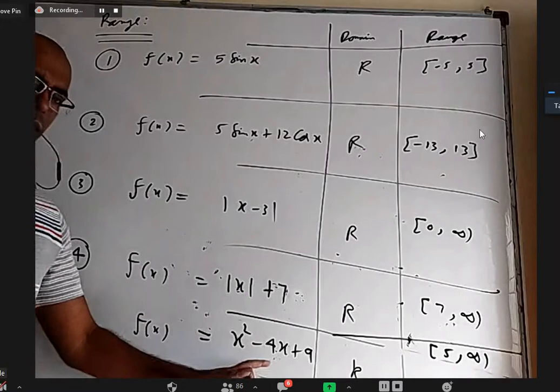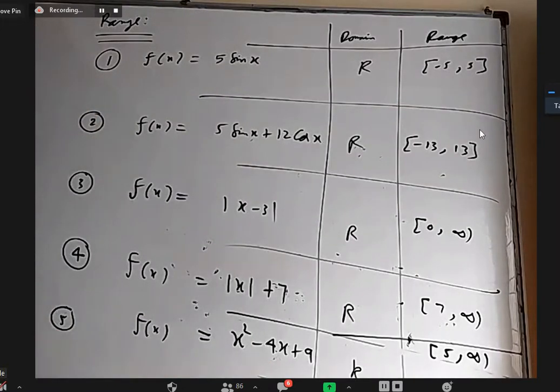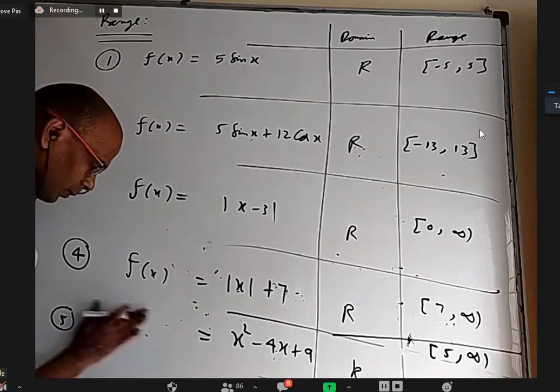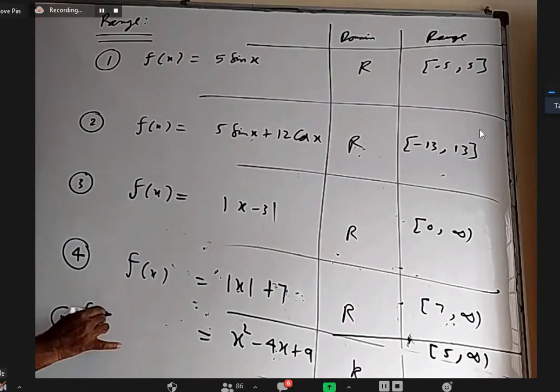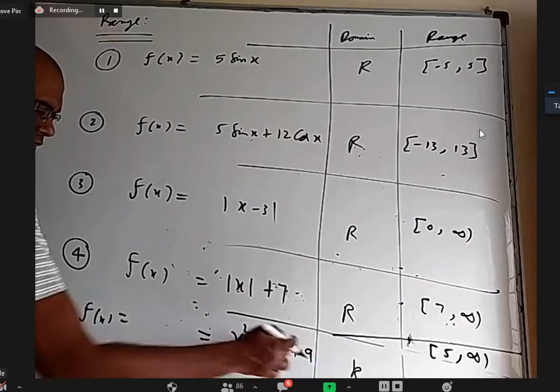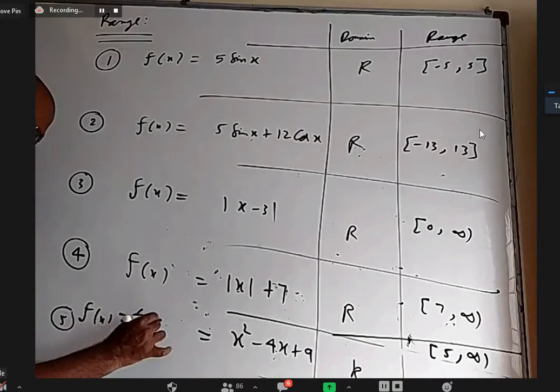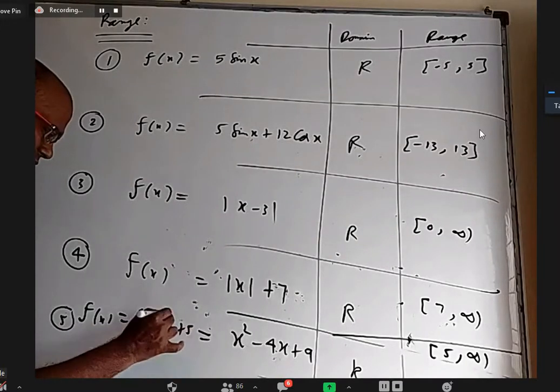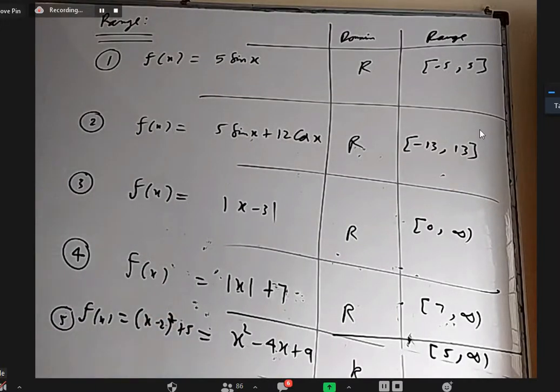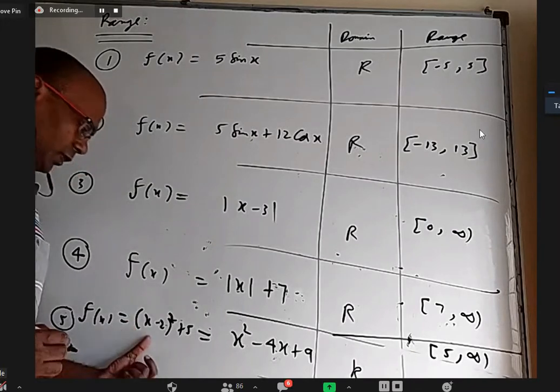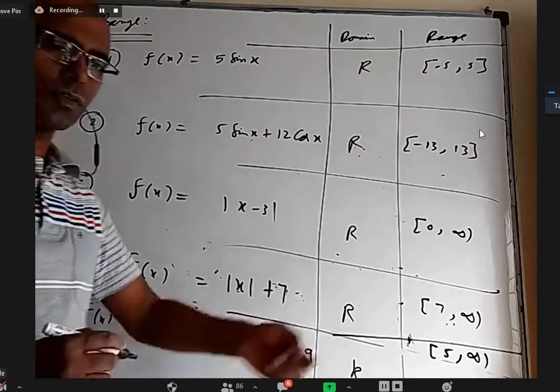Why? You can make this into a perfect square plus something. You can write 9 as 4 plus 5, and it will become x minus 2 whole square plus 5. The whole square's minimum is 0, plus 5, so 5 to infinity.